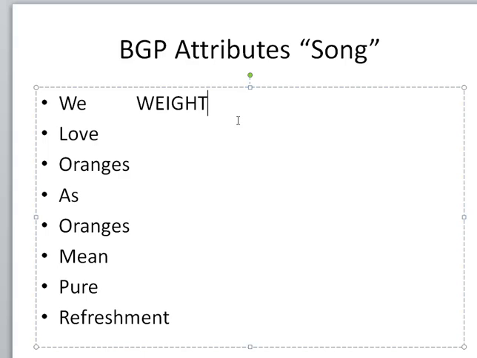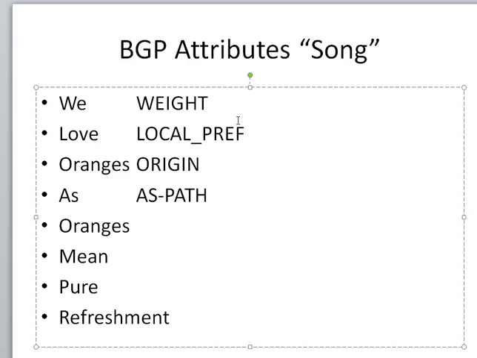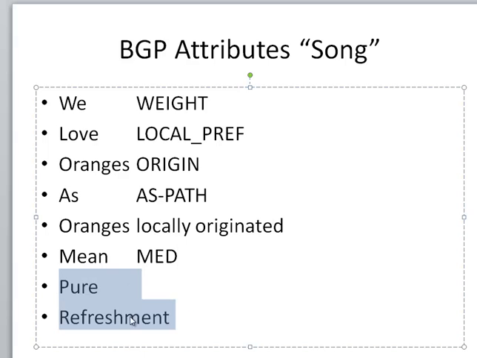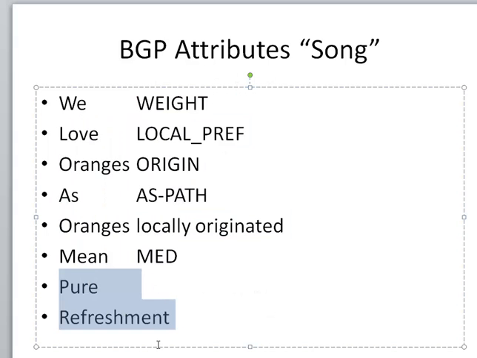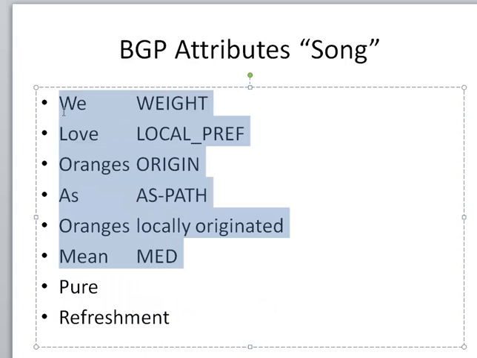So your weight, your local preference, origin code, AS path, I think this is locally originated, and the metric, and I forget what these other two are. We never go past down here whenever I do this in the real world. So I'll be honest, I forget what these last two mean down here. But generally, if you could just memorize the first 5 or 6, for any interview questions that you go on, for the most part, you'll be fine.